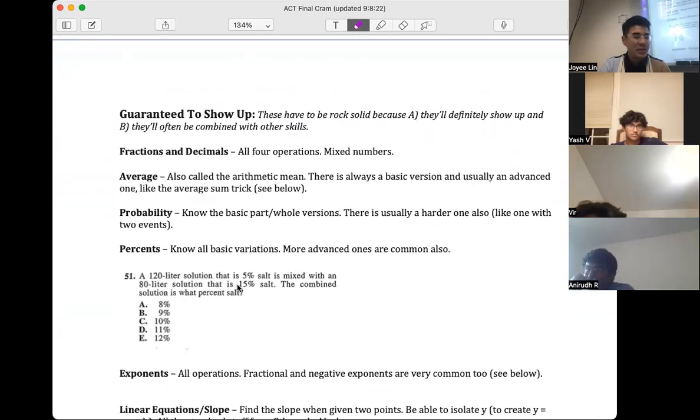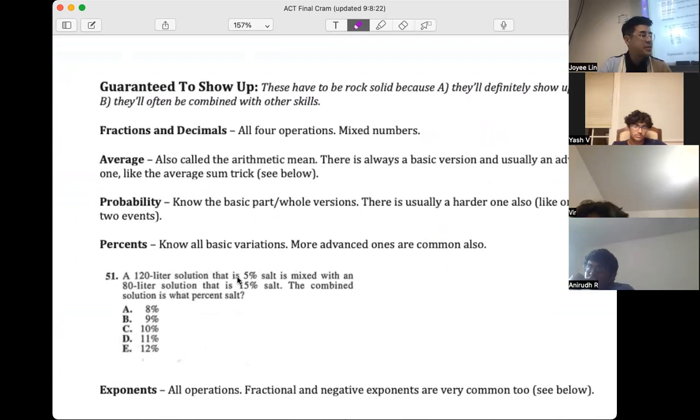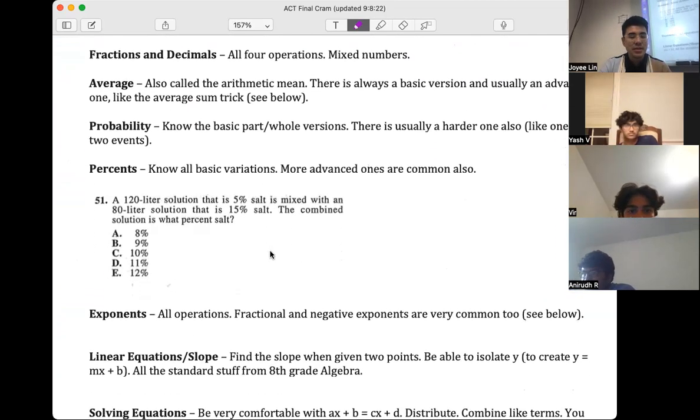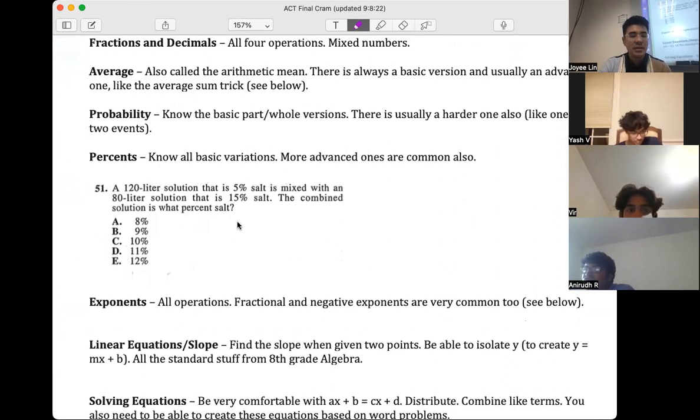Okay. So these are just all things that are guaranteed to show up on your test. This is based off of an analysis my colleague made. So just know some of these things. And I just threw in some random questions that we can think through.